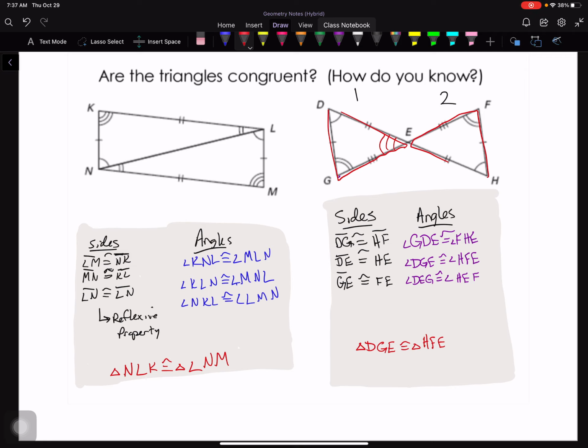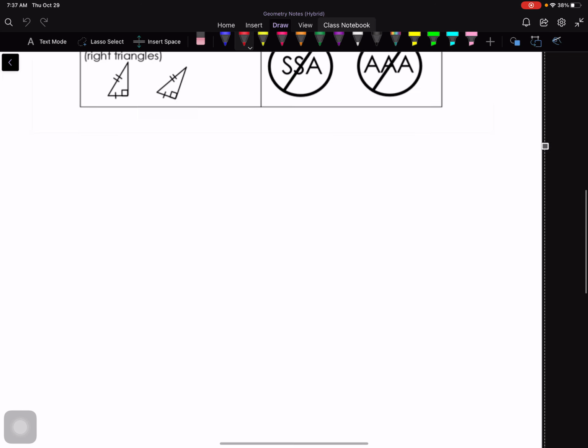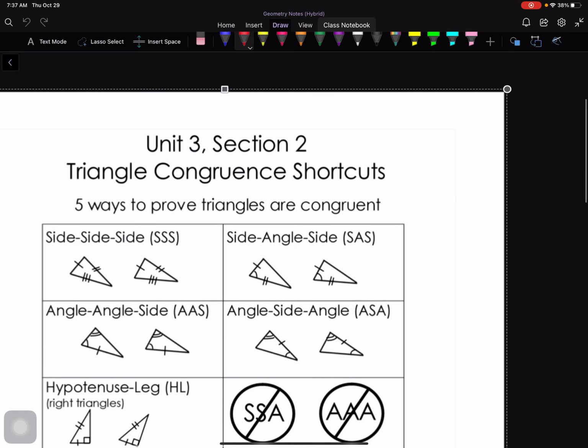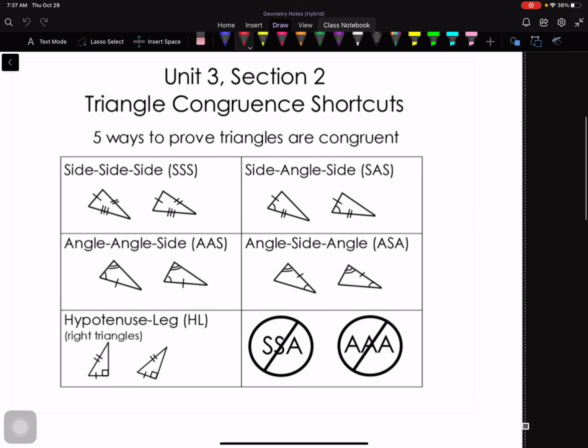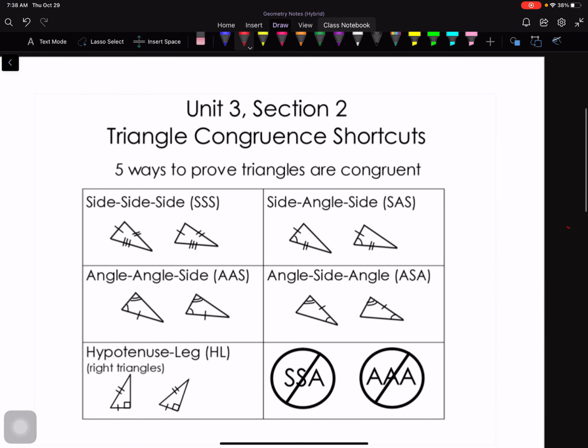I don't know why this didn't get in this section, but also in this section is some triangle congruence shortcuts. So there are 5 ways to prove that 2 triangles are congruent without having to show every single side and every single angle. You can see it can take a little bit of time. So what we have is, oh my goodness. The first one is side, side, side. So if you know that all 3 sides of 2 triangles are congruent, you know the triangles are congruent.